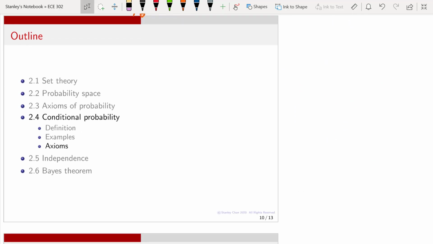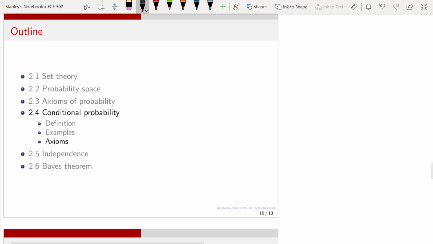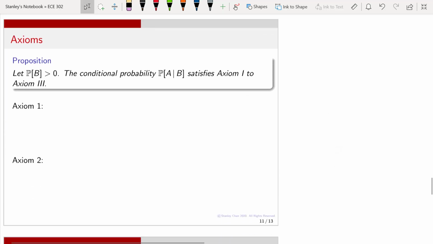I hope with these examples you have seen the way to calculate the conditional probability. Now, before we finish this lecture, let me also comment on the fact that the conditional probability will satisfy the axioms of probabilities. And what do I mean? Here is the proposition. Assume that the event B is not empty, so that the probability of B is bigger than 0. Then the conditional probability of A given B satisfies axioms 1, 2, 3. So let me show you why this is true.